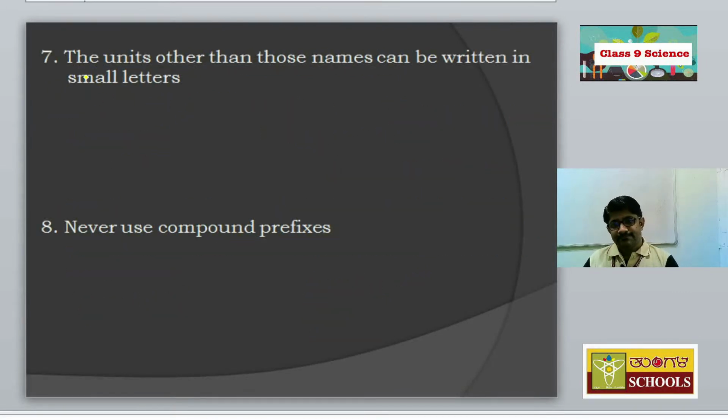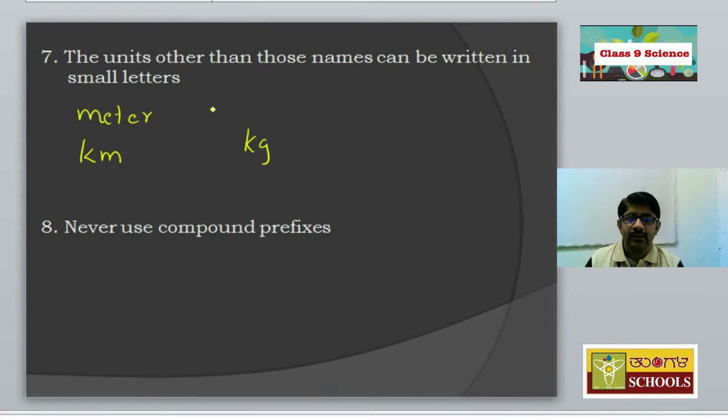Now, seventh one, the units other than those names can be written in small letters. The units other than the scientist names you have to write in small letters only. For example, length, again, meter. It is written in meter only, small letters. Similarly, kilometer, kilogram. I hope you are getting this well. So any unit written other than the scientist names should be maintained in small letters only all the time. Similarly, second you can quote.